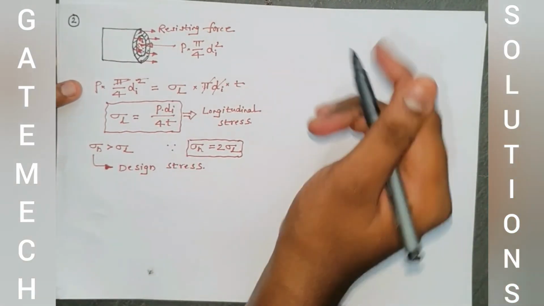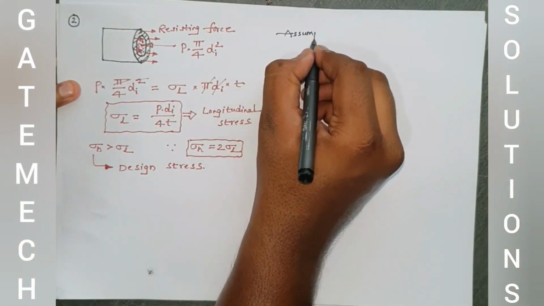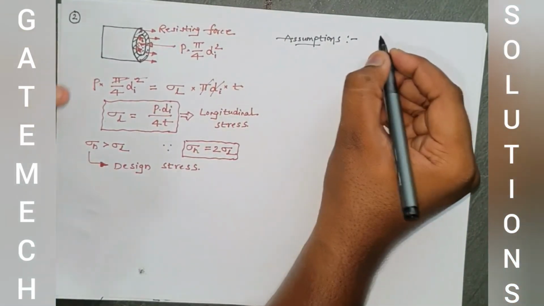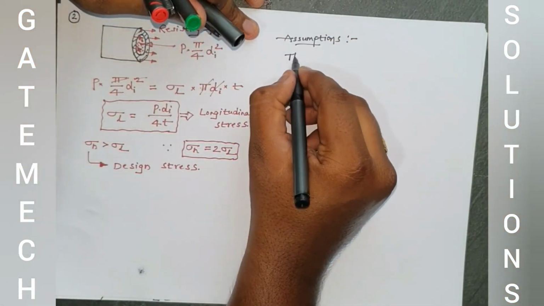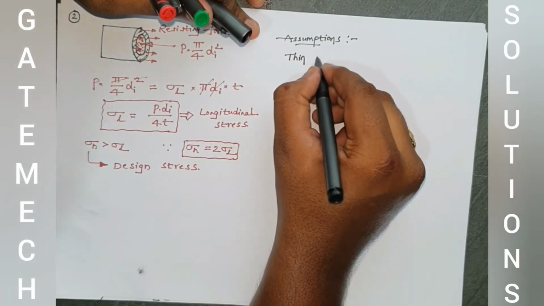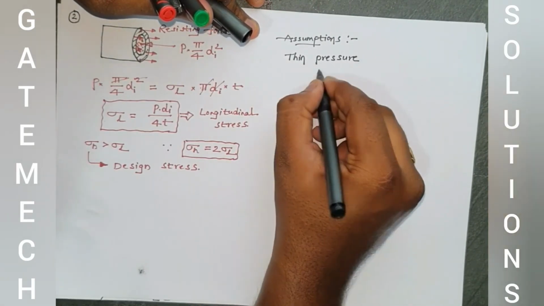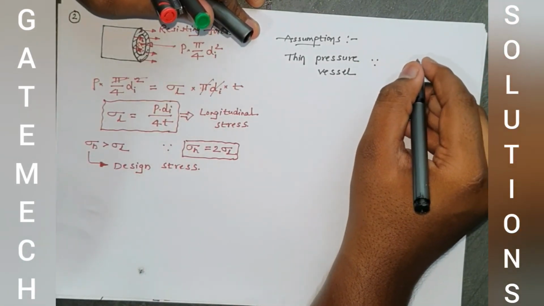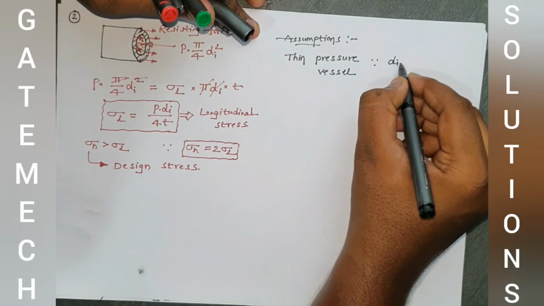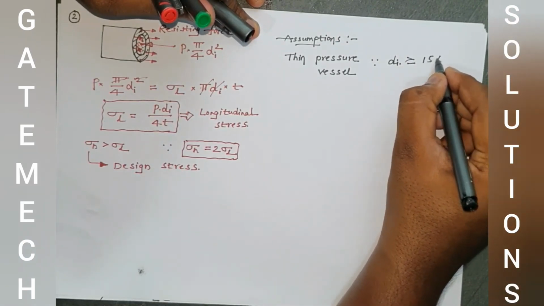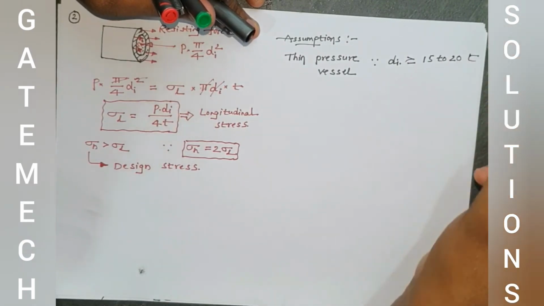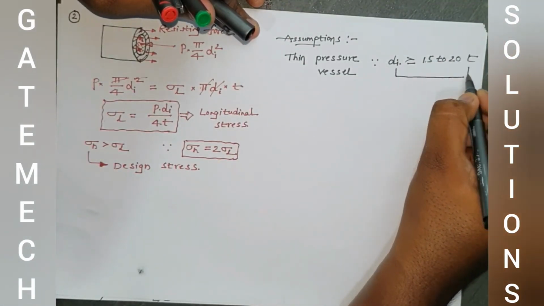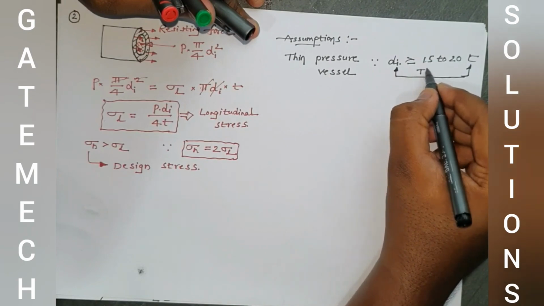Now, there are some assumptions. Whatever formulas I have discussed, to derive these formulas, some assumptions are there. The first assumption, the cylinder should be a thin pressure vessel. Thin pressure vessel means there is a condition for it. Whenever you want to say it is a thin pressure vessel, its diameter should be greater than or equal to 15 to 20 times its thickness. Diameter is greater than or equal to 15 to 20 times its thickness, then only we can call it a thin pressure vessel.